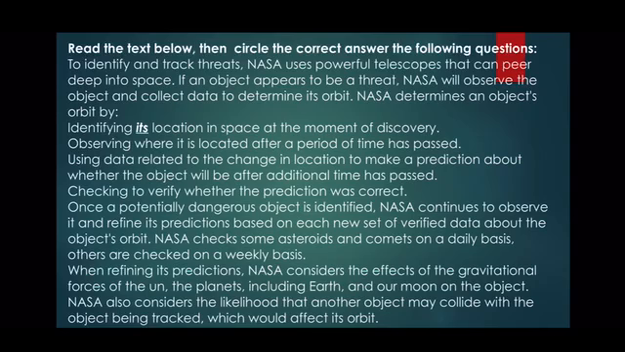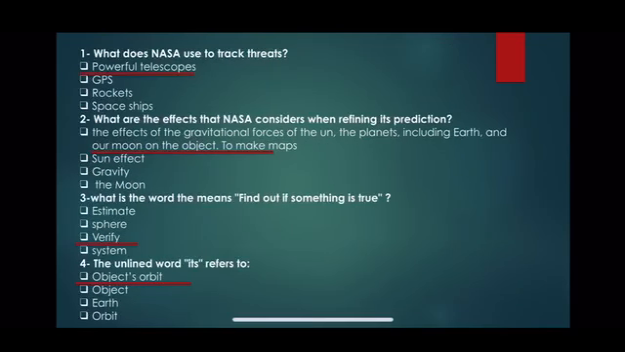NASA checks some asteroids and comets on a daily basis. Others are checked on a weekly basis. When refining its prediction, NASA considers the effect of the gravitational force of the Sun, the planets, including Earth, and our Moon, on the object. NASA also considers the likelihood that another object may collide with the object being tracked, which would affect its orbit. So you're going to have a text just like this, okay, and you're going to have questions.